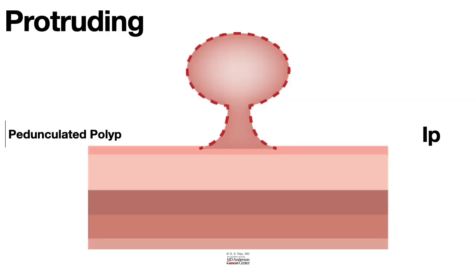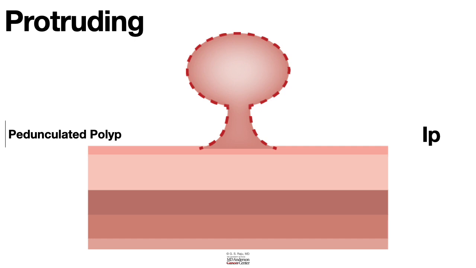This is a pedunculated polyp. As you can see here, there is a pedicle and this is the polyp. And this is a pedunculated polyp, and this is usually referred to as 1P according to the Paris classification. The Paris classification came up with the classification of various mucosal lesions and polyps.